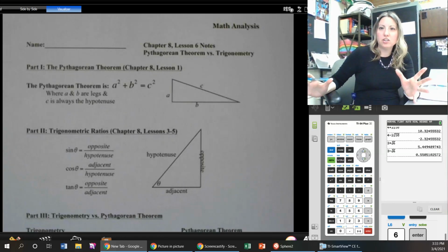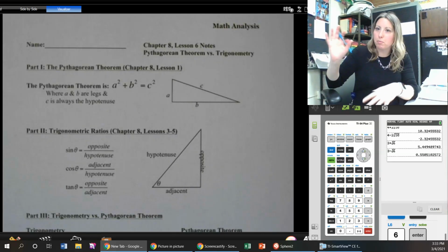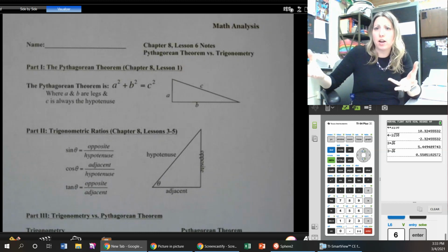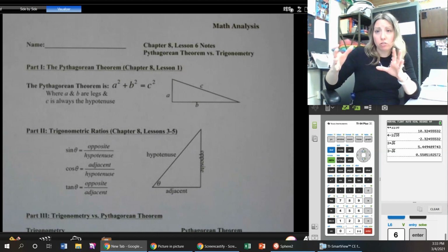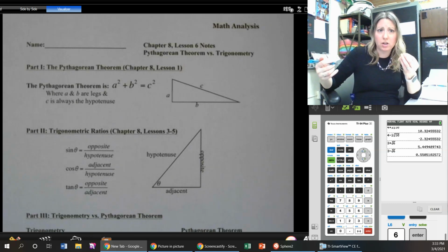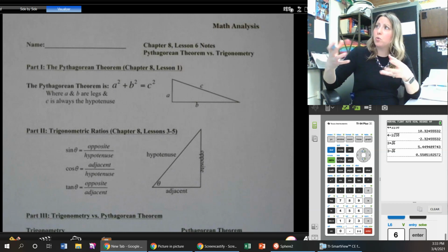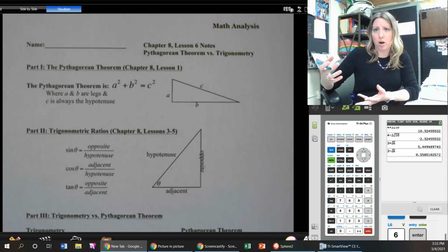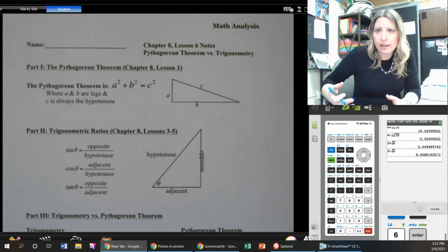Let's take a look at when we use the Pythagorean theorem and when we use trig to solve for features in our right triangles, especially when it comes to legs, because that's really when we're getting a little confused on which is which. So the quick reminder that the Pythagorean theorem is, of course, a squared plus b squared equals c squared. It's three sides.